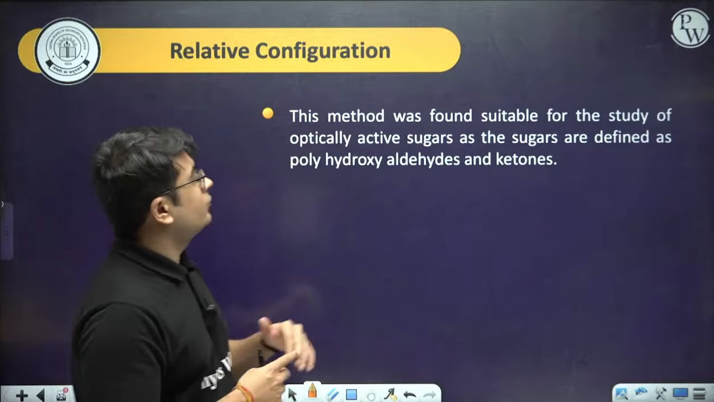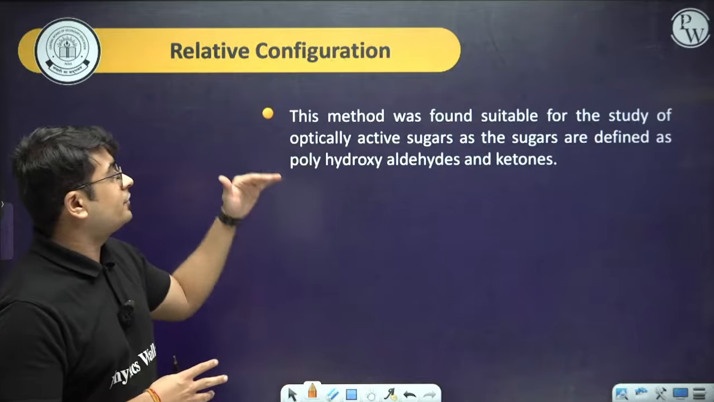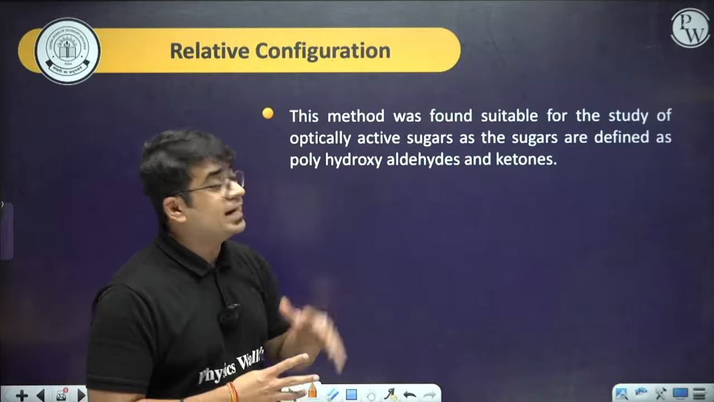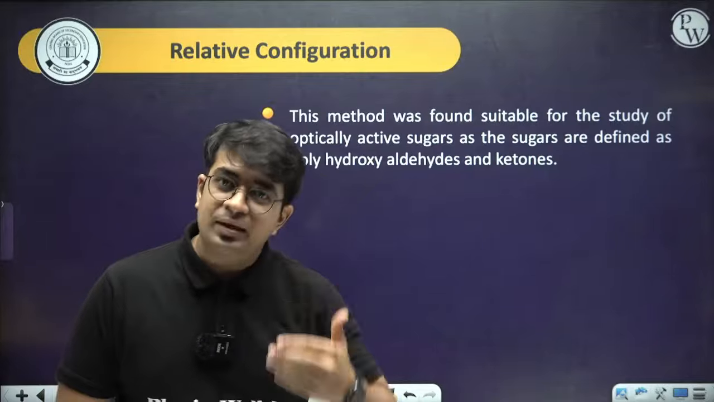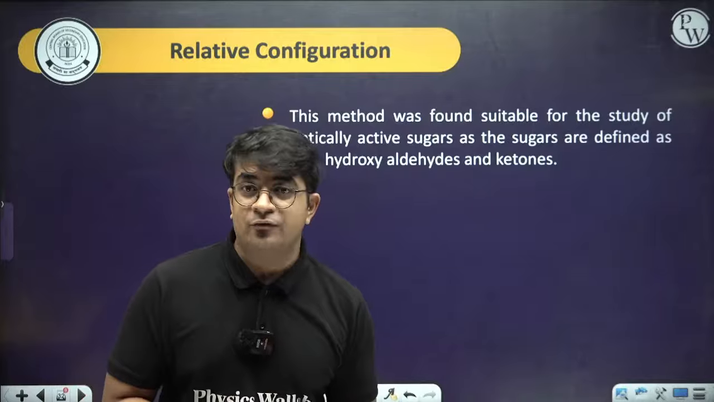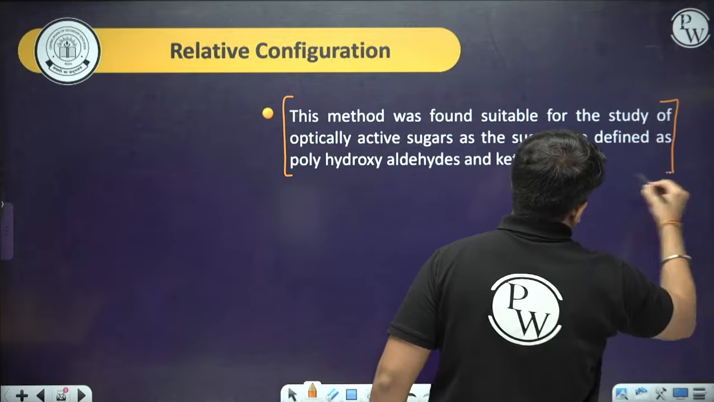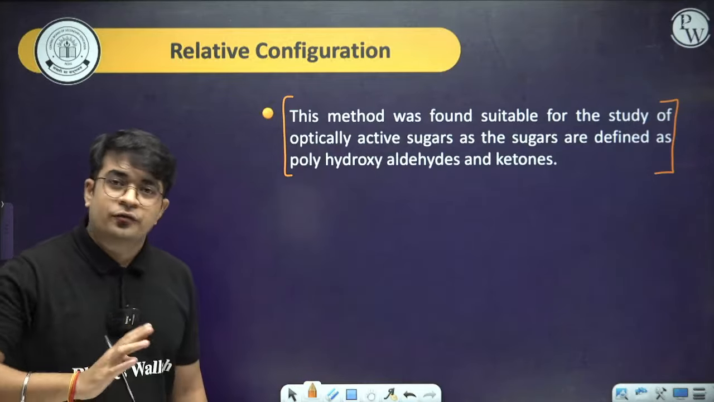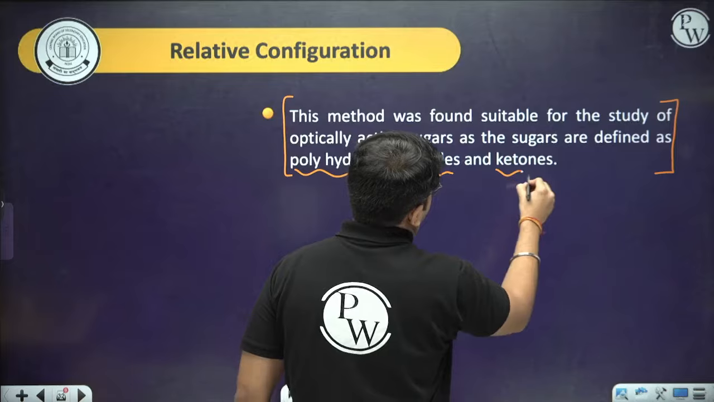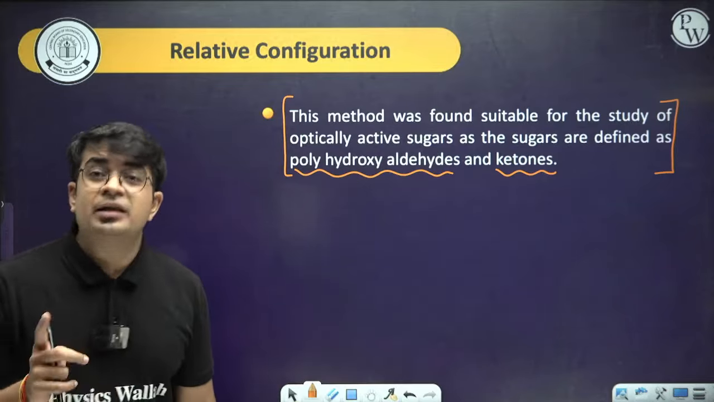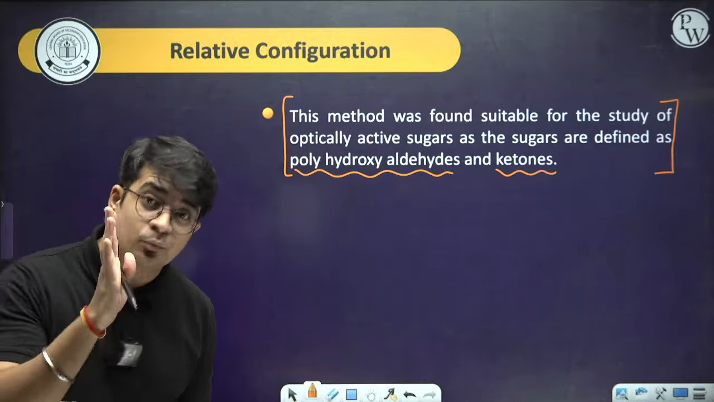Now this method was found suitable for the study of optically active sugars, as sugars are defined as polyhydroxy aldehydes and ketones. Now you need to make sure that in case of sugars we have multiple chiral centers. So which chiral center do I have to choose? That is the most important part. Remember, in this case I am using the configuration to decide the configuration of sugars, which are polyhydroxy aldehydes and ketones, because they contain multiple OH groups. So which OH group do I have to choose? That is the most important question.